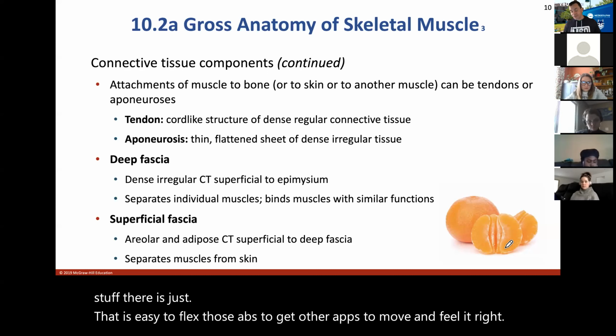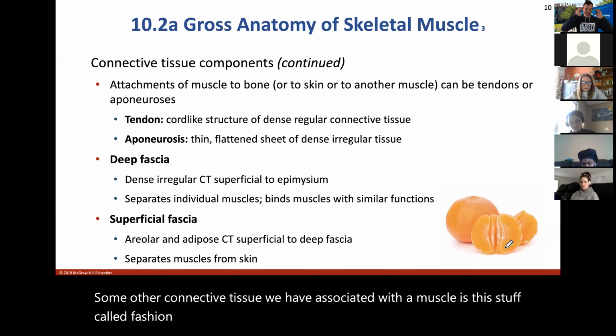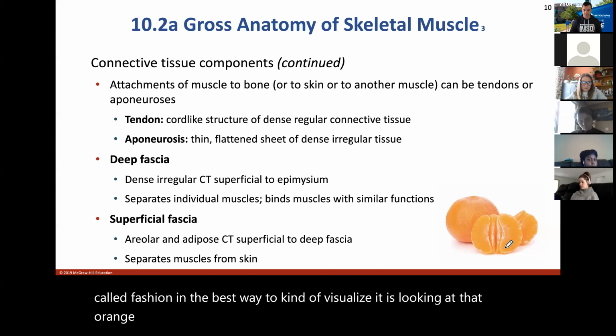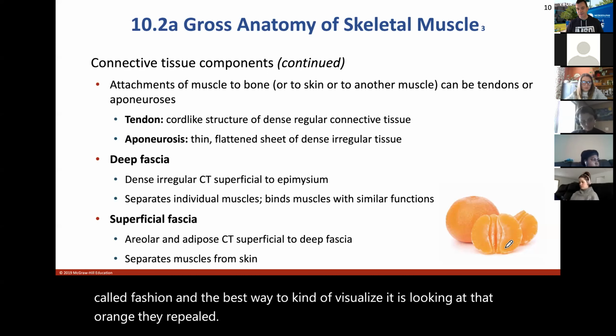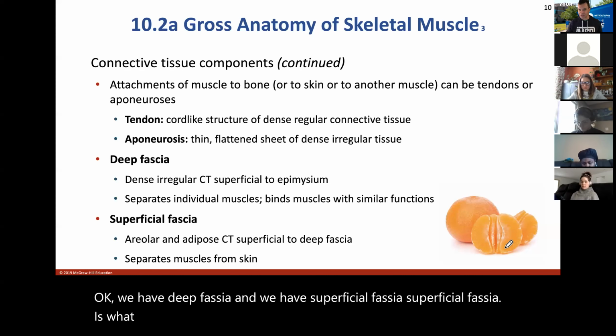Some other connective tissue we have associated with a muscle is the stuff called fascia. And the best way to visualize it is looking at that orange there, peeled. Okay. We have deep fascia and we have superficial fascia. Superficial fascia is what separates the muscle from the skin, right? It's that kind of hypodermis. Right?